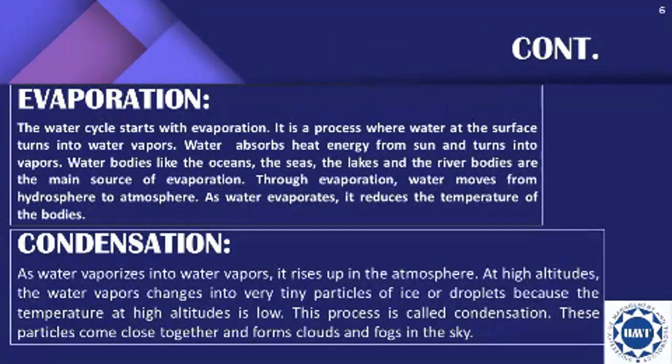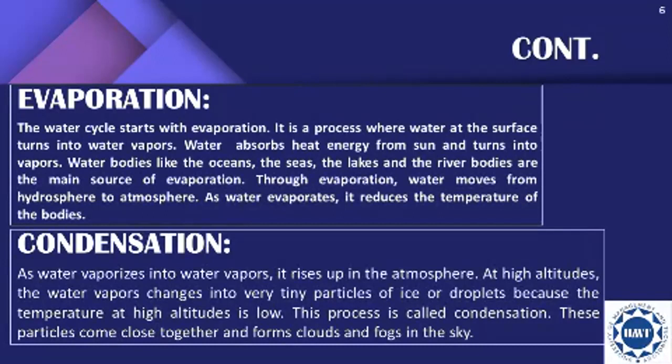It is a process where water at the surface turns into water vapors. Water absorbs heat energy from sun and turns into vapors. Water bodies like oceans, seas, lakes and river bodies are the main source of evaporation. Through evaporation, water moves from hydrosphere to atmosphere. As water evaporates, it reduces the temperature of the bodies.